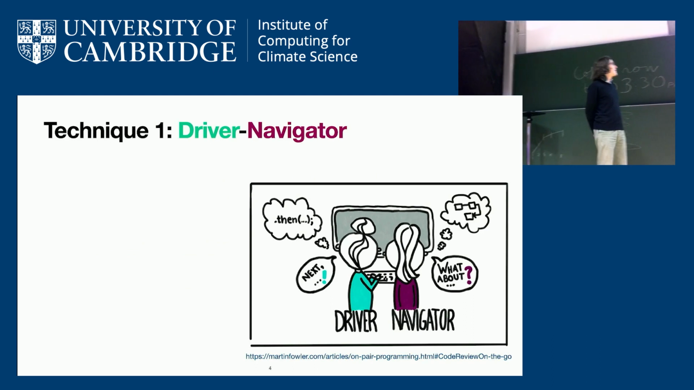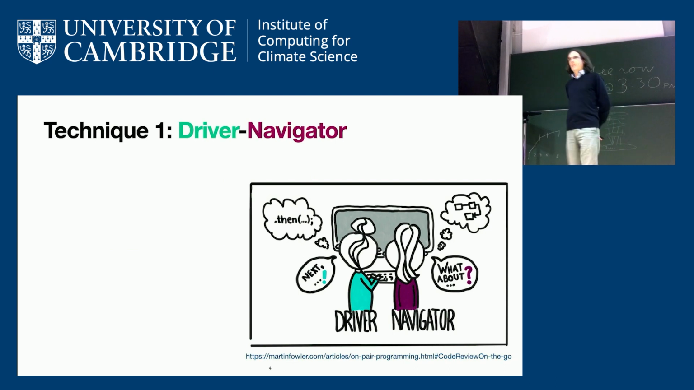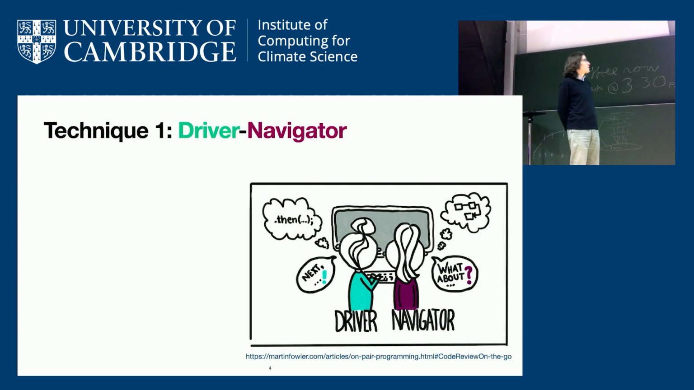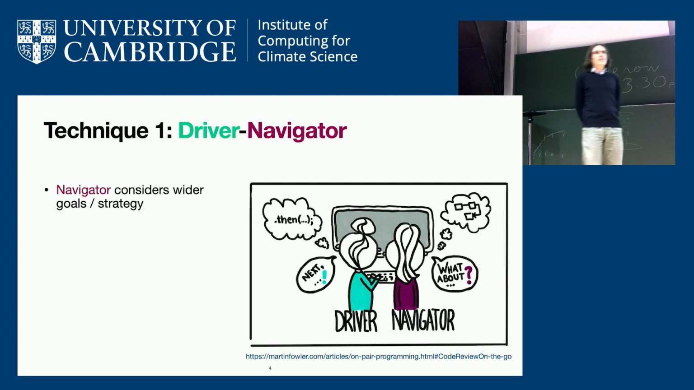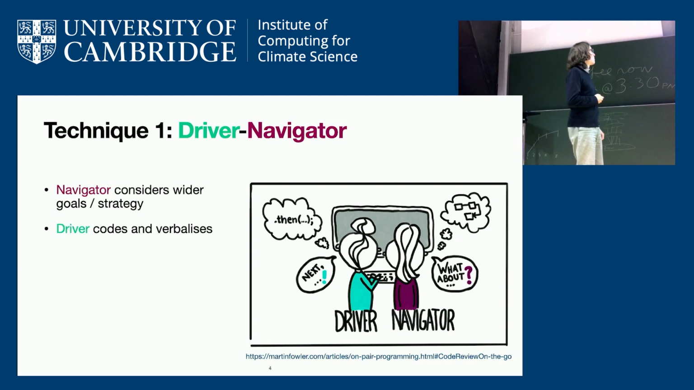So one of the main techniques is called driver navigator. So you've got 2 people, one person is the driver, the other is the navigator. The driver is the person who's writing code. So they're the ones with their fingers on the keyboard. That's how we usually think of the driver. And the navigator is someone who's then considering the sort of wider strategy of the code, thinking, where is this going, giving comments about how to do it, and the driver is the one who's writing it down. A big part of being the driver is also verbalizing.